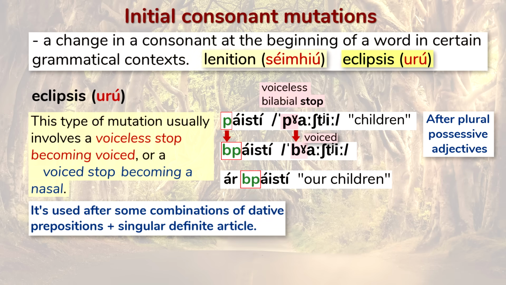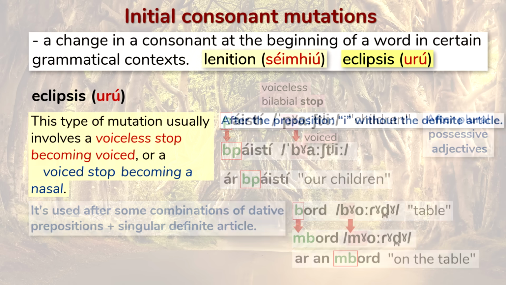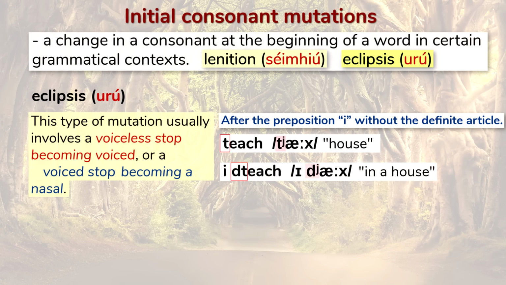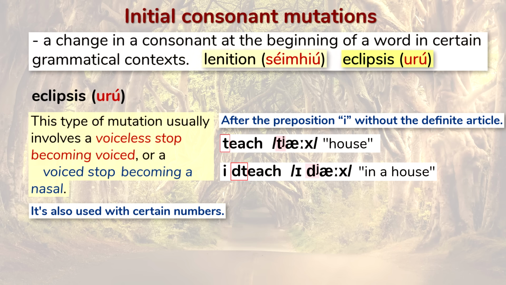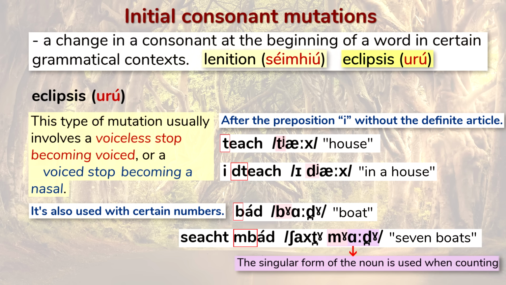And it's used after some combinations of dative prepositions plus the singular definite article. For example, bord, meaning table, but on the table is ar an mbord, and also after the preposition i without the definite article. For example, teach, meaning house, but in a house is i dteach. It's also used with certain numbers. Bád, boat, seacht mbád, 7 boats. By the way, it's worth noting here that in Standard Irish, for non-human nouns, the singular form is used when counting, though in dialects, the plural forms are used as well.